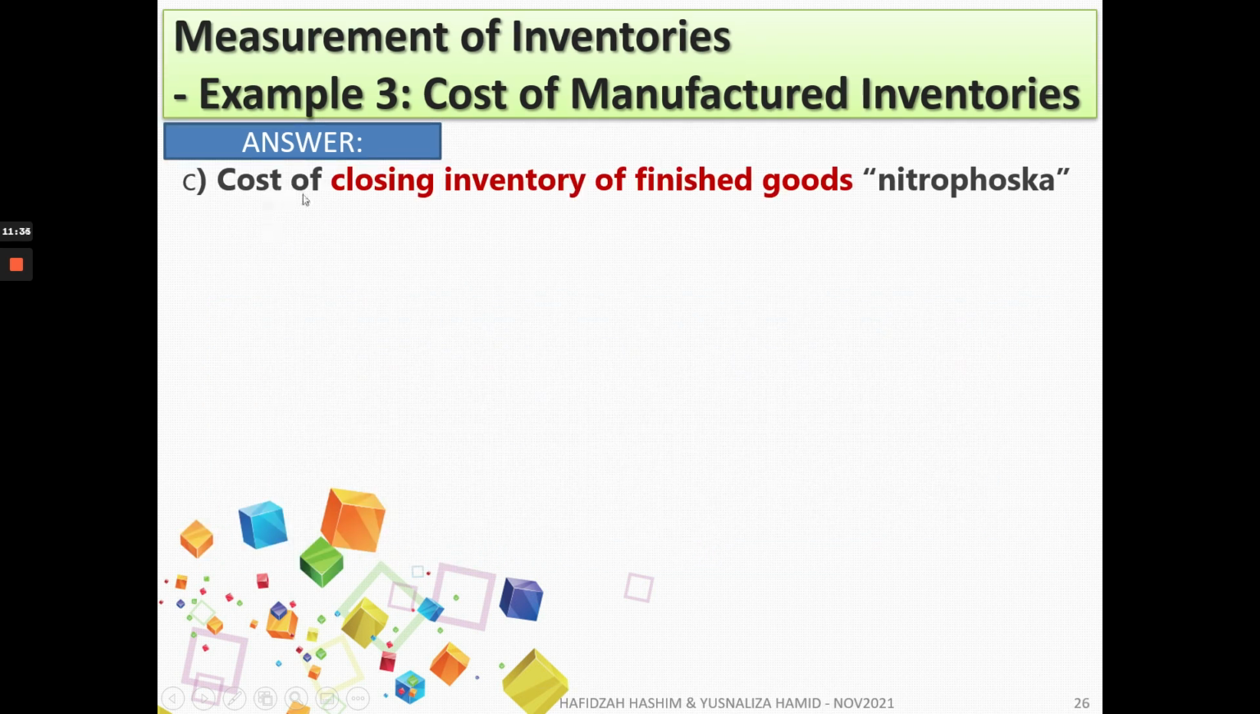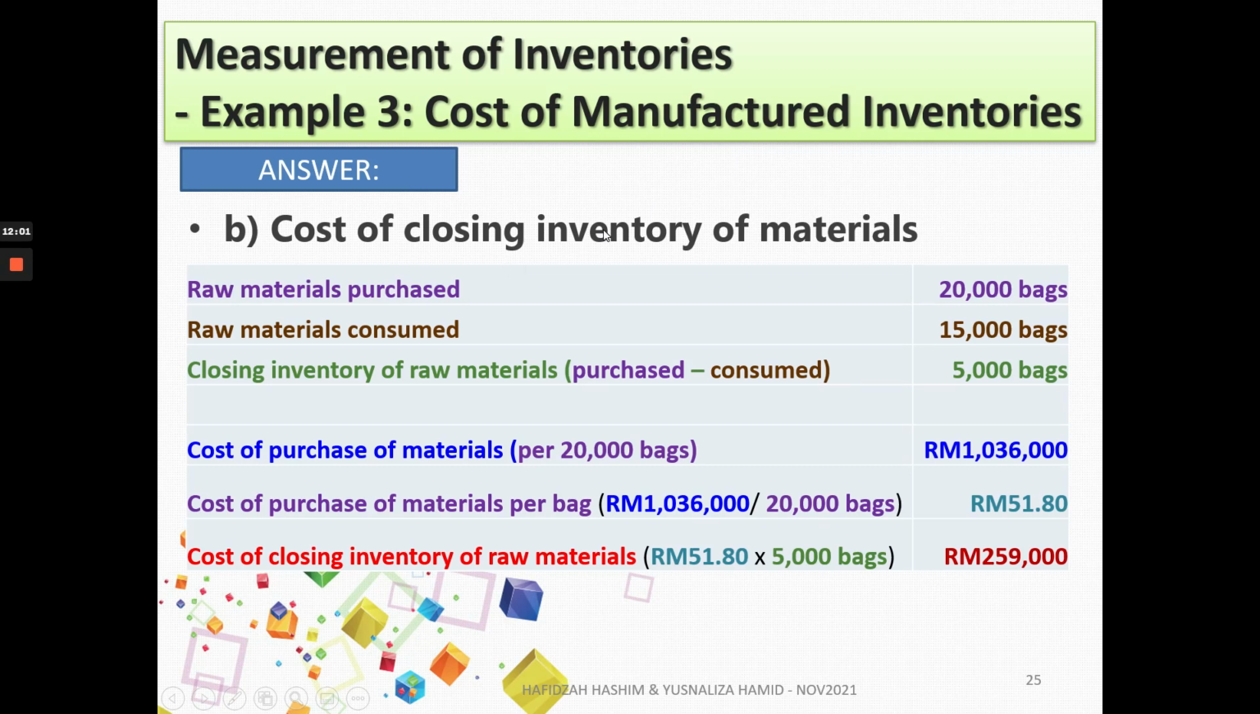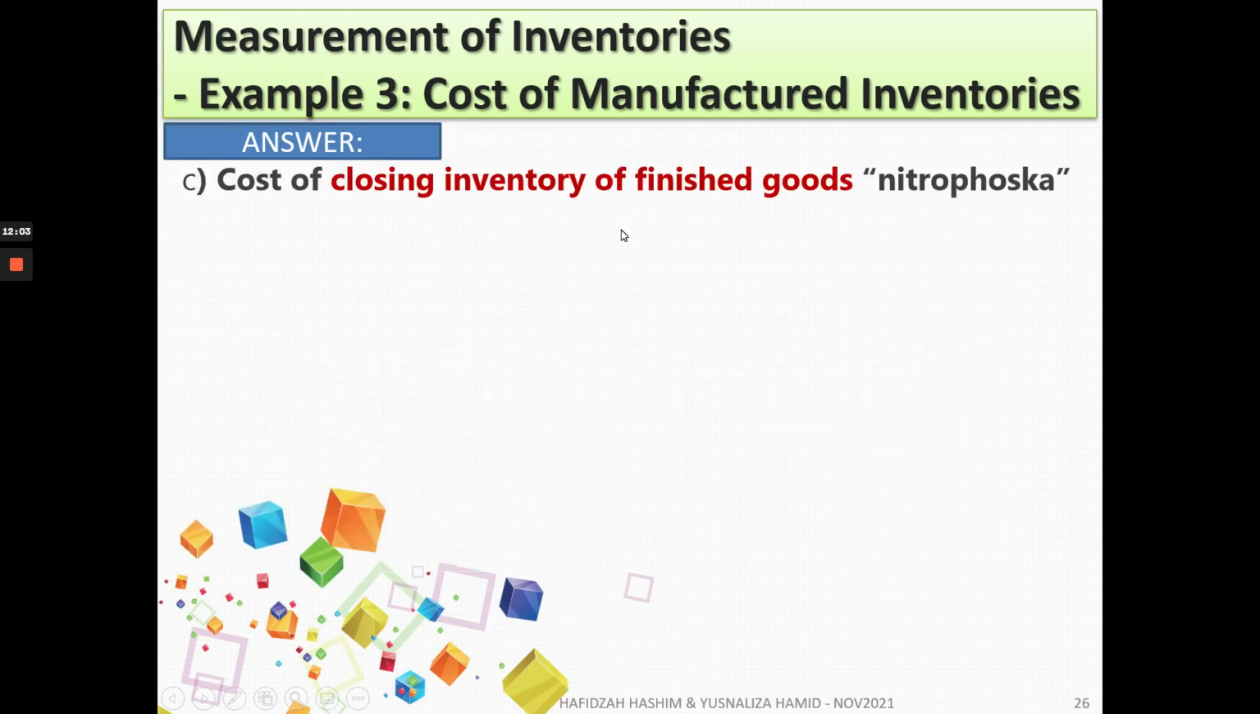Now we go on looking at the cost of the closing inventories that relate to the finished goods. Remember, it is Nitrofosca. So let's recall again the cost of purchase. Remember, these are for the cost of items that are converted from the raw material to the finished goods, so it will involve some manufacturing process. So the cost of the manufactured inventories. Before this, we were looking at the cost of the closing inventories of the raw material. Now we're looking at the cost of the manufactured inventories, which relates to the finished goods. So how do we do that?